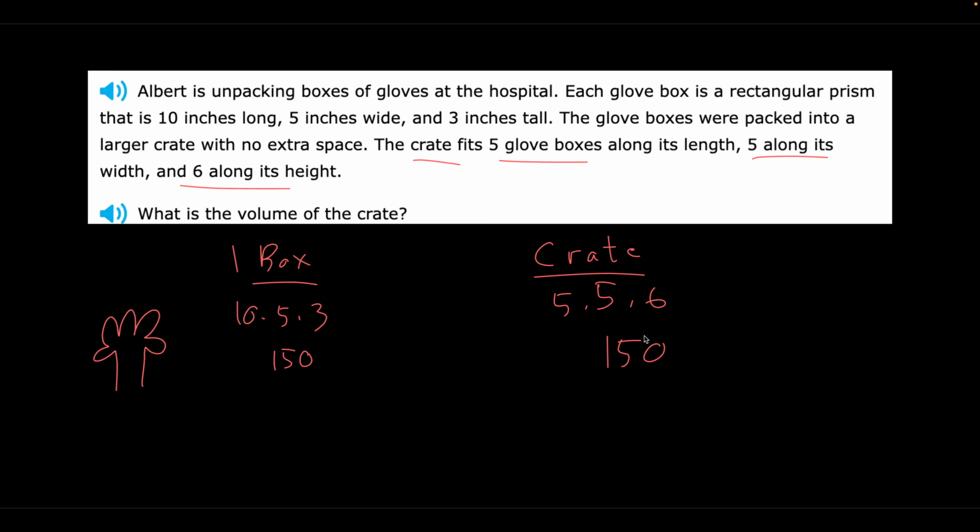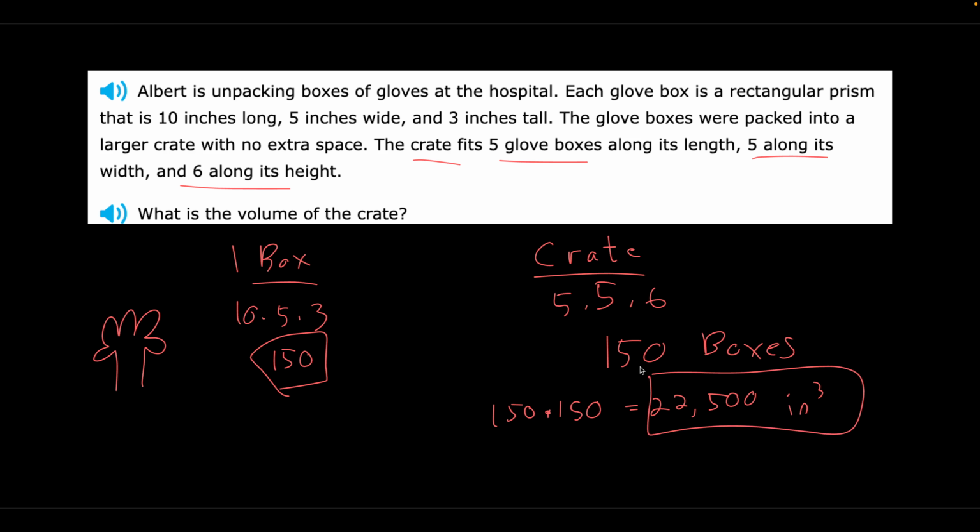So now, this crate holds 150 boxes, and here's the volume of each box. And it wants to know what's the volume of the crate. Well, we just multiply 150 boxes with a volume of 150 each, which would give us 22,500, and this would be cubic inches. This is the volume of the entire crate.